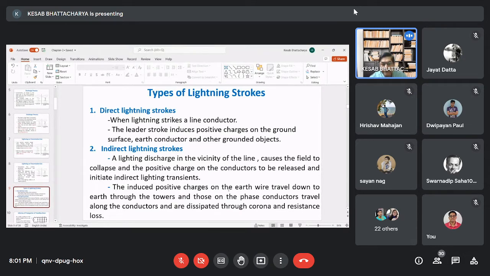The induced positive charges on earth travel down to earth through the towers, and those on the phase conductors travel along the conductors and are dissipated through corona and resistance loss. That is there. So do you understand what is direct lightning stroke and what is indirect lightning stroke?